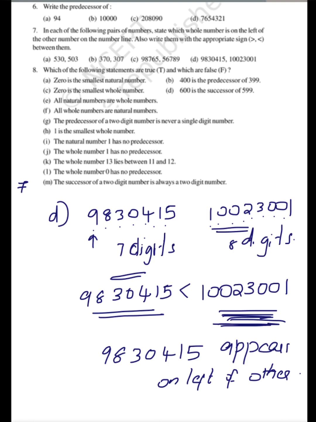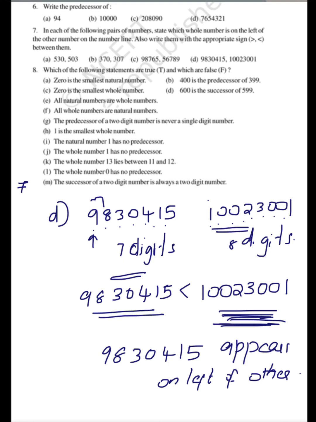And if that place also has the same digit, suppose 5 and 5, then what happens? Then you just consider the very next place. In this way we usually determine which is the greater number. All these things you have studied in detail in the previous class, I hope so. So this is how you determine the greater number. So this is all about the 7th question.